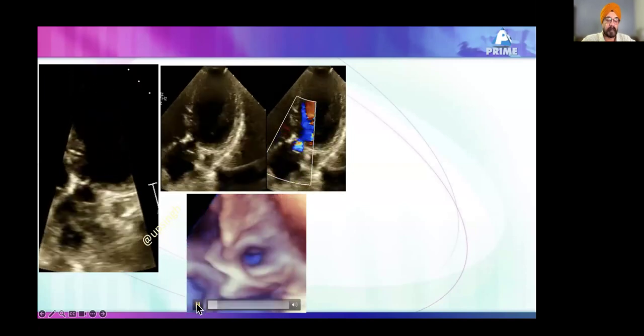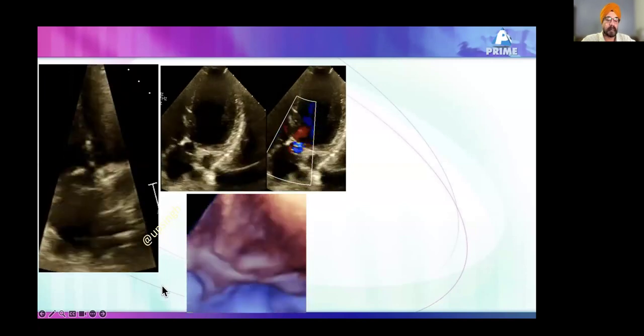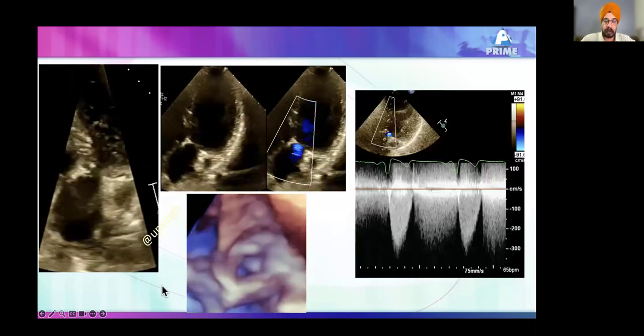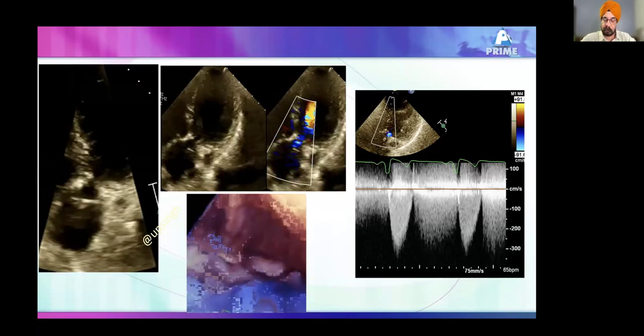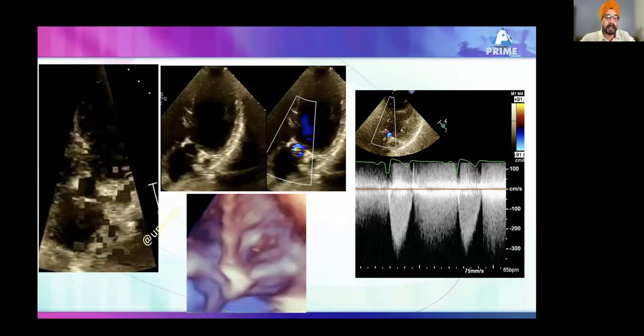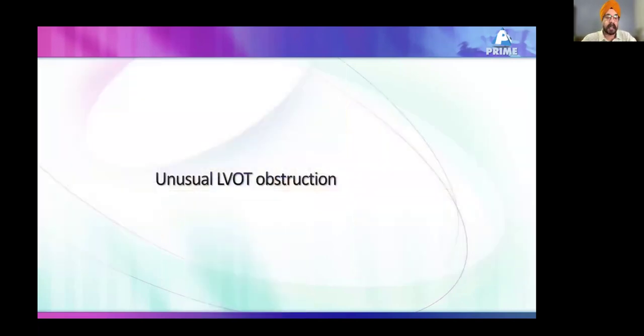If you want to know what is the difference between the two as far as management is concerned, there is no difference. The surgeon has to remove this muscle instead of the membrane. Outcome and everything is exactly the same as that of a subaortic membrane.